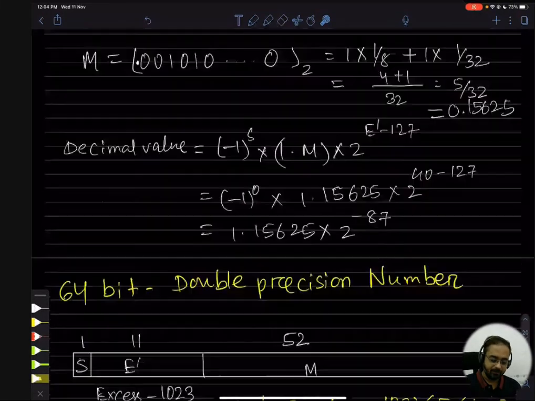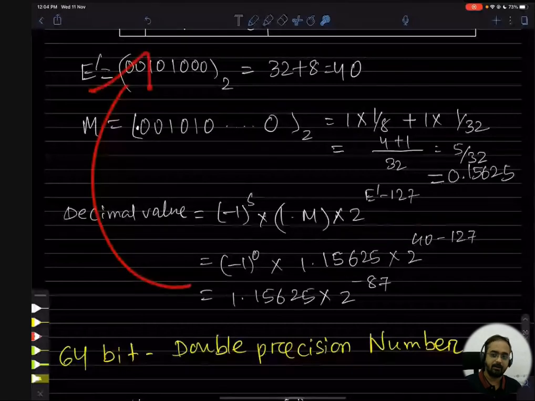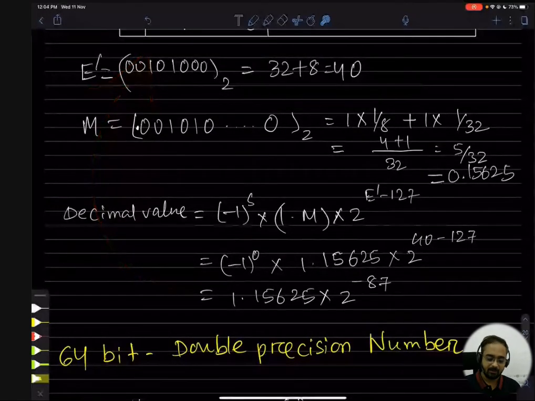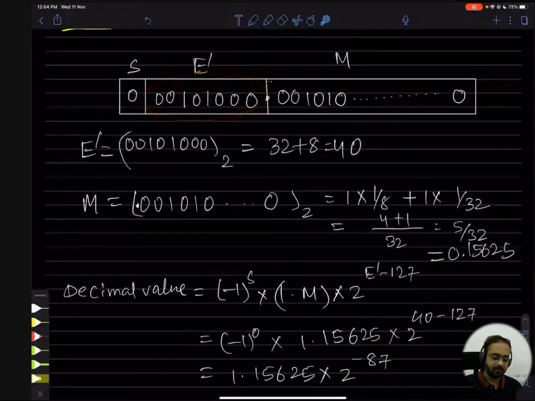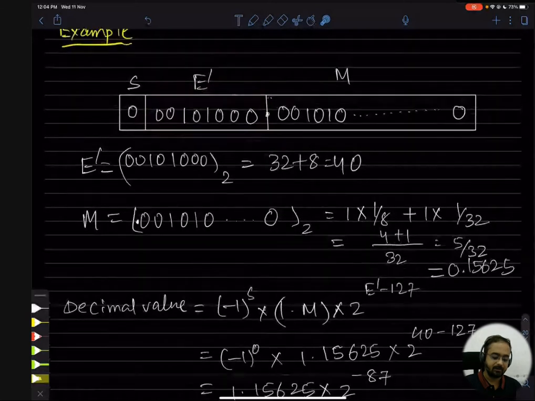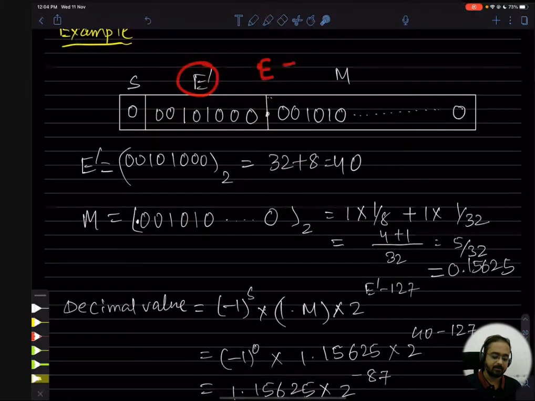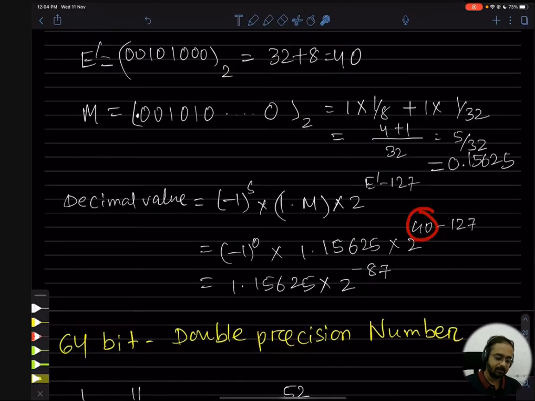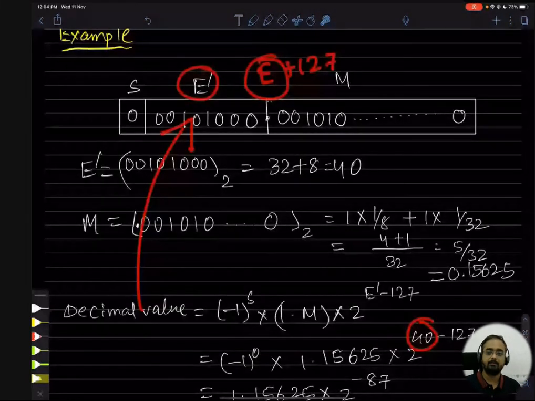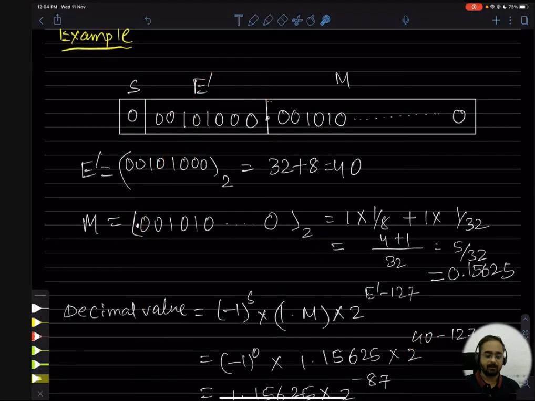So if you are doing it the opposite way, decimal to binary, you have to remember to add 127 to the exponent before storing it here, because we have always said that E dash is the normal E plus 127. So whatever E you get, that has to be added back whenever we want to store it in binary form. So that thing you have to remember.